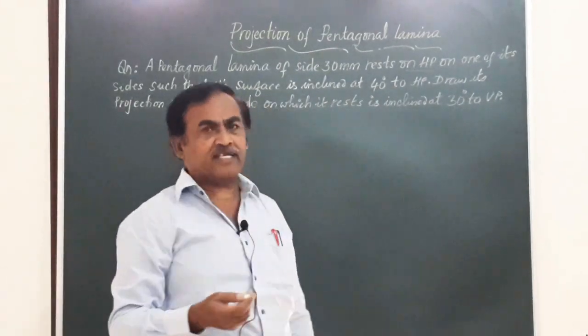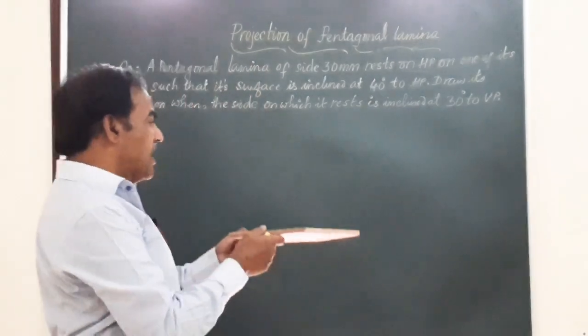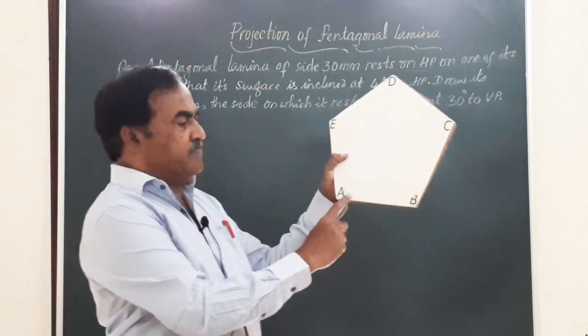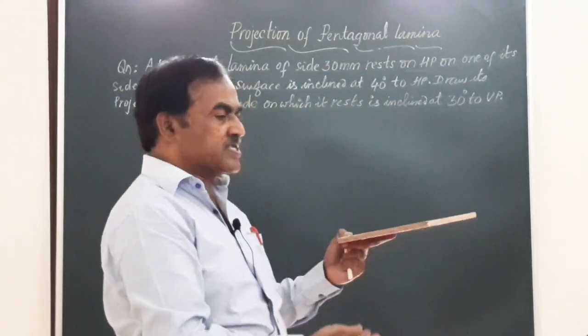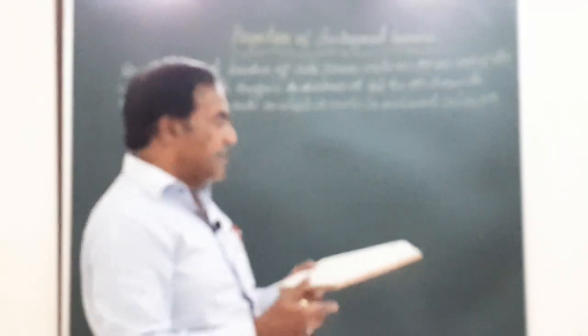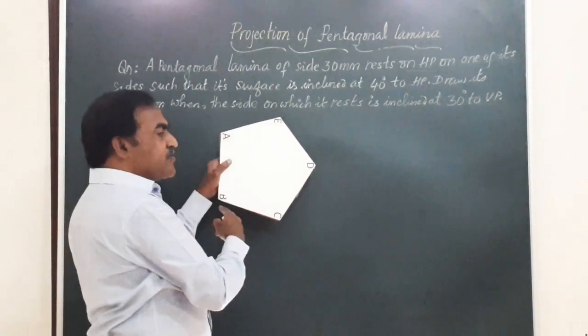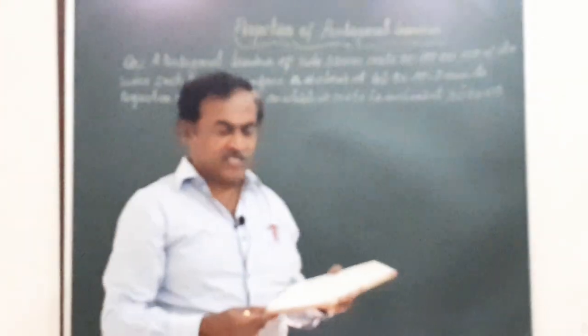Friends, in the question it says there is a pentagonal lamina resting on HP. So, very obviously it indicates that the lamina has to be placed on HP such that one of the sides, say AB of the lamina, is normal to VP. Obviously it is parallel to VP. Similarly, if they say that the lamina is resting on VP on one of the sides, that side should come to your left and it should be perpendicular to the XY line or the HP.